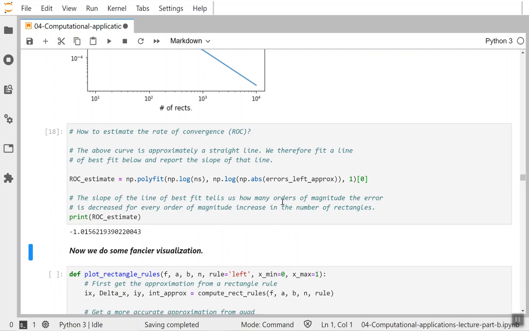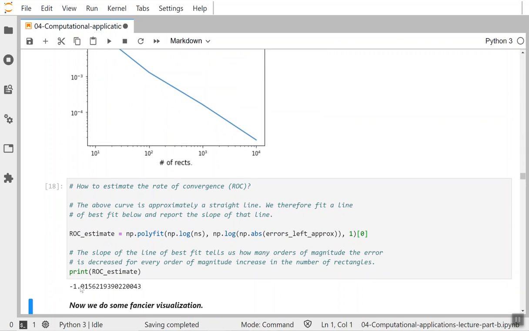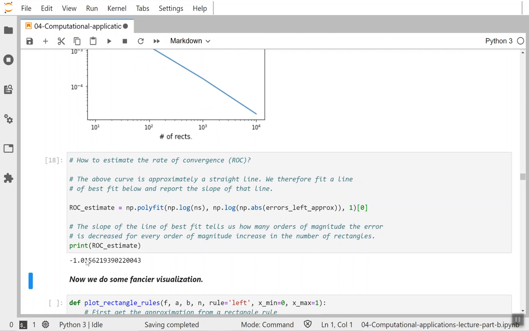How do we interpret what that means? This tells us how many orders of magnitude the error is decreased for every order of magnitude increase in the number of rectangles, which means if you go from 10 to the second to 10 to the third number of rectangles, you expect to reduce your error by a single order of magnitude, by -1. If I did a two orders of magnitude increase in the number of rectangles, I expect 2 orders of magnitude decrease in my error, because it's a 1-to-1 correspondence, and the negative says the error is decreasing.